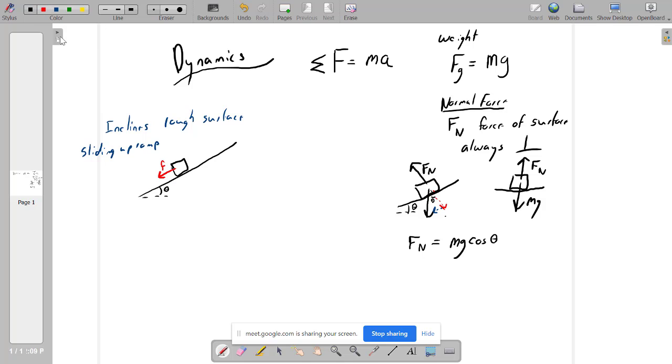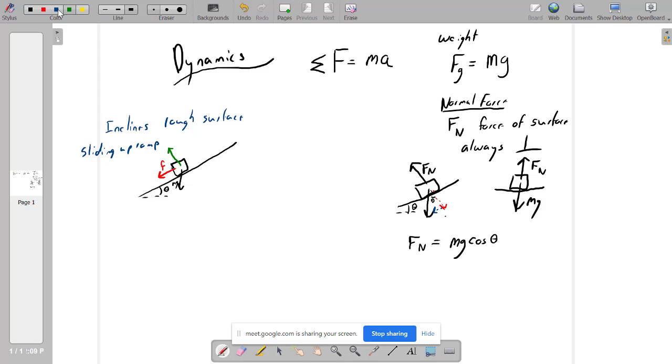So we have our weight, mg, going down. We have our normal force, which I'll do in green. I shouldn't say it's going up; it's going perpendicular to the surface.